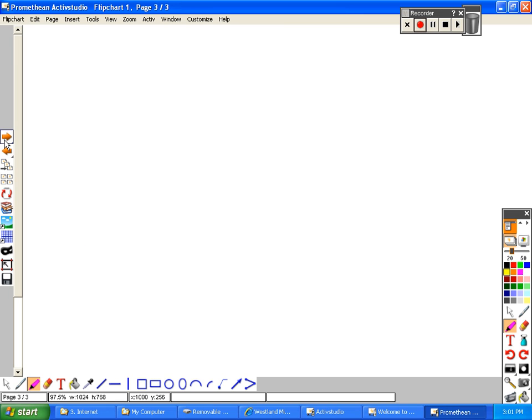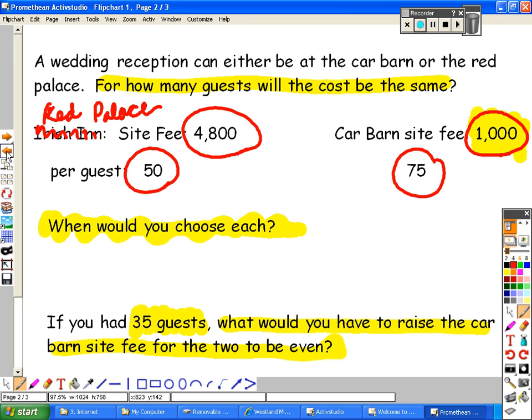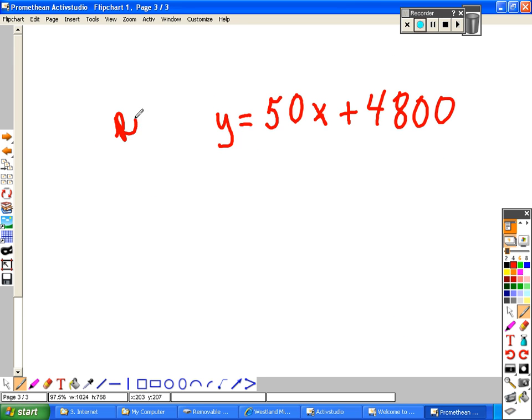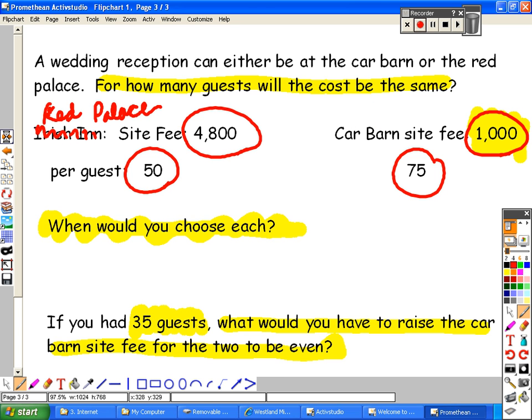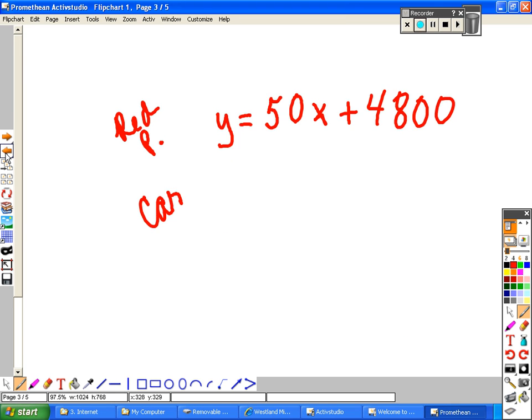So the two equations that we have are: y equals 50x plus 4,800. This is, I believe, the Red Palace, so I'm going to label that Red Palace. And the car barn is 1,000 right away, but 75 per guest. So y equals 75x plus 1,000.